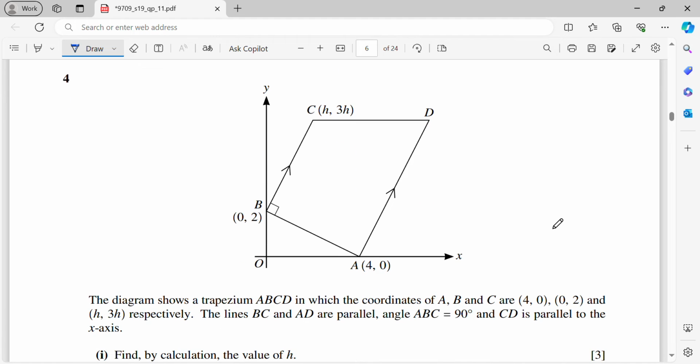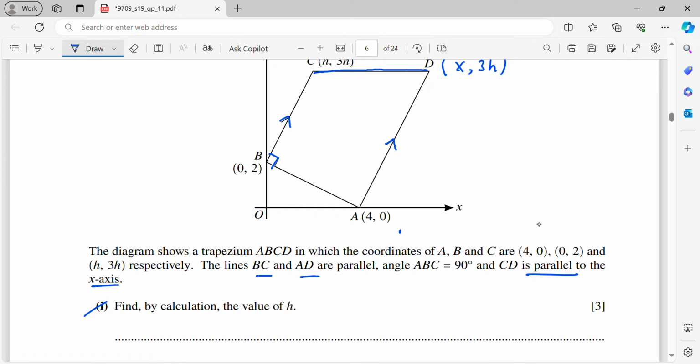Now next question, number 4. The diagram shows a trapezium ABCD in which the coordinates are given A, B, C, and the line BC and AD are parallel. You see these two arrows. Angle ABC is 90 degrees and CD is parallel to x-axis. That means this is a horizontal line. So by horizontal line, I know that it will be having the same y coordinate. So my D, I do not know the x. This will be 3h. That's the meaning of parallel to x-axis. It is a horizontal line. Now, first part, find by calculation the value of h.